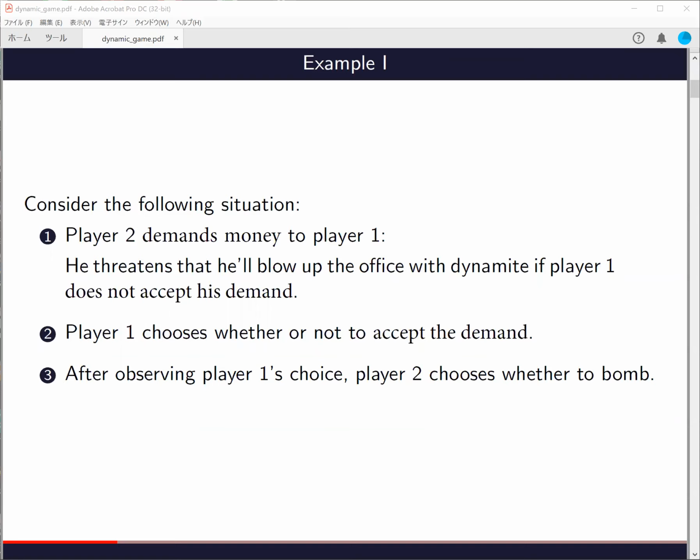In this game, player 1 is a banker and player 2 is a bank robber. Player 2 threatens player 1 by saying, "I will blow up the bank if you do not give me money." More specifically, player 1 here chooses whether to accept player 2's demand or not, and then player 2 chooses whether to blow up the bank or not. If player 2 blows up the bank, then both players will die.